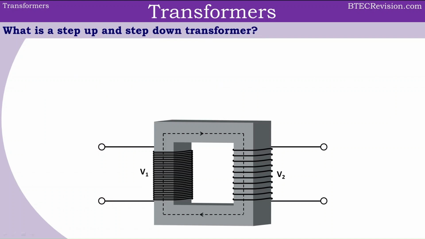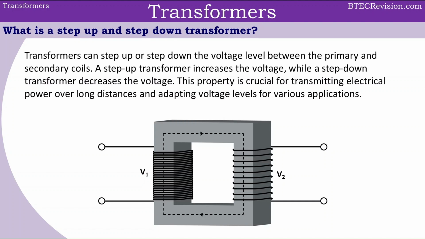We have two types of transformers, a step-up and a step-down transformer. Transformers can step up or step down the voltage between the primary and secondary coils. A step-up transformer is going to increase the voltage, while a step-down transformer is going to decrease the voltage. And this is very important in order to transmit electrical power over long distances.